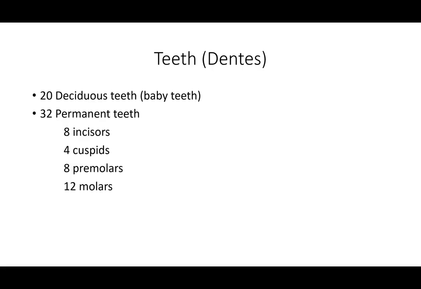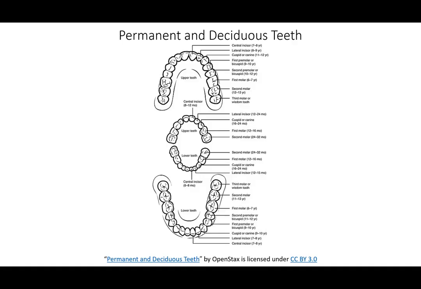And then humans get 32 permanent or adult teeth: 8 incisors, 4 cuspids, 8 premolars, and 12 molars. Not everybody's going to have 12 molars, but most people will, at least for a little while. The permanent and deciduous teeth are going to look a little bit different. The deciduous teeth, again, are only going to be present up until early to mid childhood. It really depends on the person's genetics.